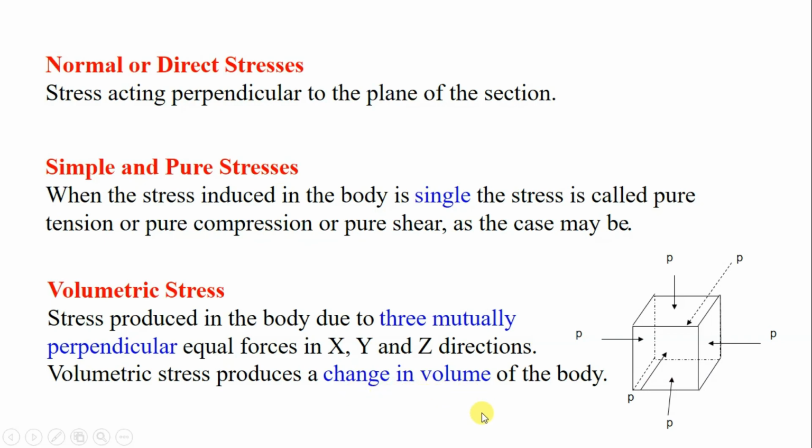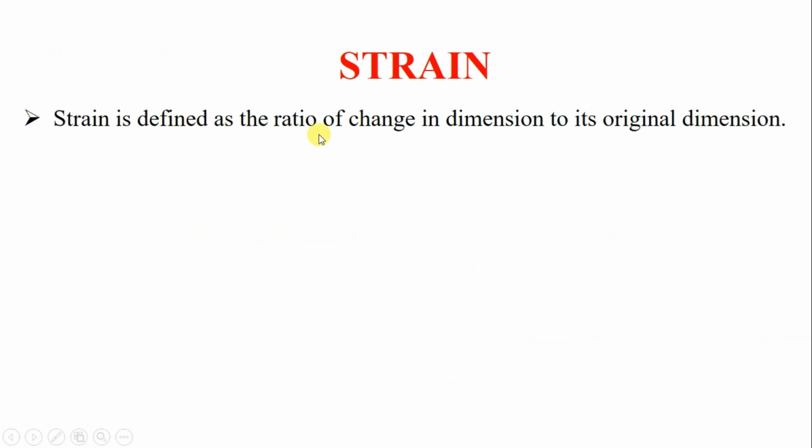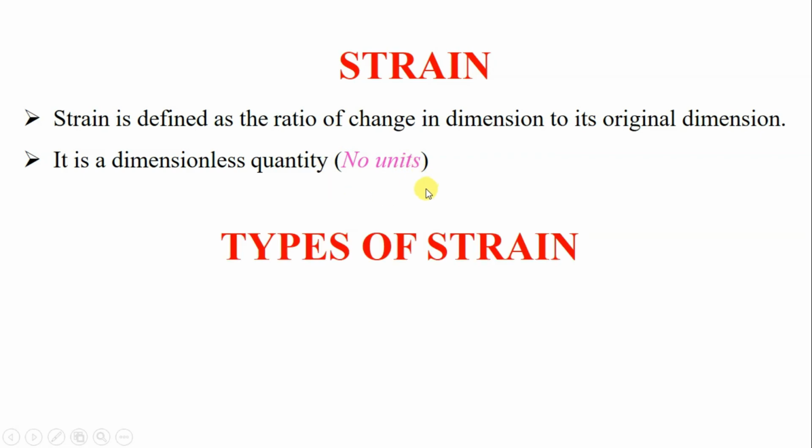Now let us see what is strain. Strain is actually defined as the ratio of change in dimension to its original dimension. When we consider a body, there will be length, breadth or depth or diameter. Whenever this dimension changes, when we compare to the original dimension, the ratio between these two, we call it as strain. Since both the dimensions on numerator and denominator are same, it is a dimensionless quantity and it doesn't have any units.